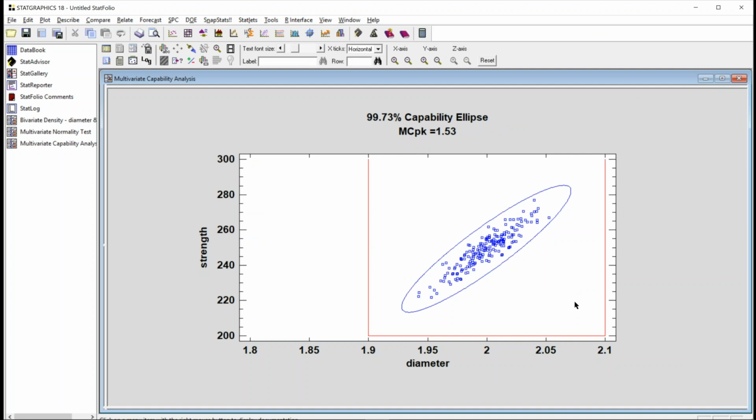This capability ellipse shows me where 99.73% of the bivariate normal distribution lies. That would be the equivalent in the univariate case of plus and minus 3 sigma. In the bivariate case, the 99.73% containment ellipse is an ellipse within the space of the two variables. You can also see the specifications here, 1.9 to 2.1 for diameter and greater than 200 for strength.